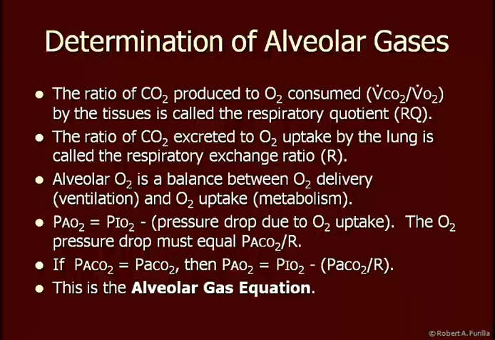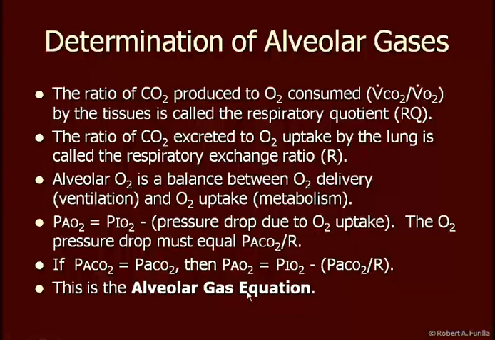PCO2 divided by R represents the amount of oxygen removed. Let's assume then that PCO2 is 40 and R is 0.8. PiO2 is 150 millimeters of mercury. 40 divided by 0.8 is 50. 150 coming in, 50 coming out, leaves us with a partial pressure of alveolar O2 of 100.